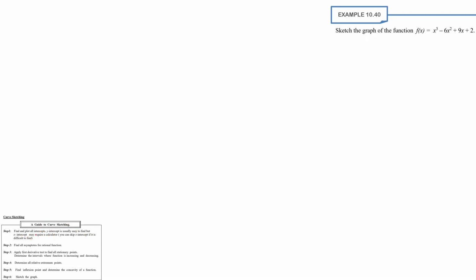First, f(x) equal to x to the power of 3 minus 6x squared plus 9x plus 2. We want to find the y-intercept. For the y-intercept, x equal to 0, right? So f(0) is equal to 0 to the power of 3 minus 6 times 0 squared plus 9 times 0 plus 2. So f(0) is equal to 2. So the y-intercept is equal to 2.